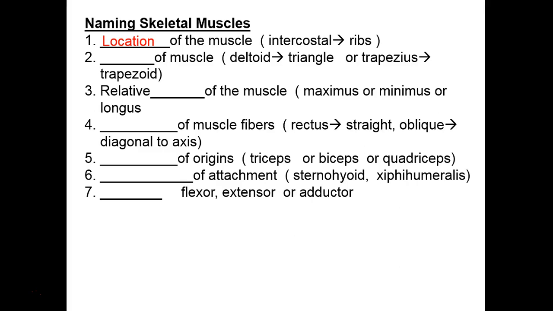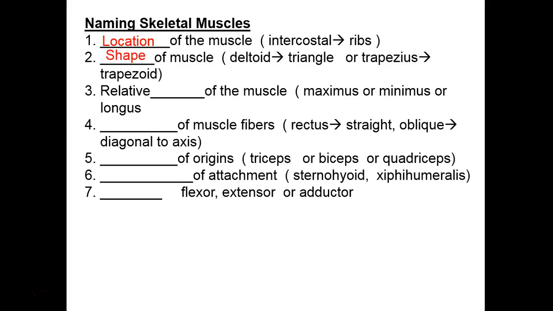The biceps femoris tells us that it's on the femur. Biceps brachii, brachium is the upper arm. Rectus abdominis tells us it's dealing with the abdomen. So sometimes we name muscles according to the location.